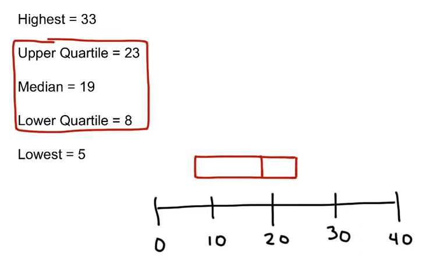A lot of times the formal name for this is called a box and whisker plot. The whiskers extend out to the highest and lowest of the data points. So 33 would be out there, and then 5 would be here. And there's my box plot. I've got my box plot for this data set drawn.